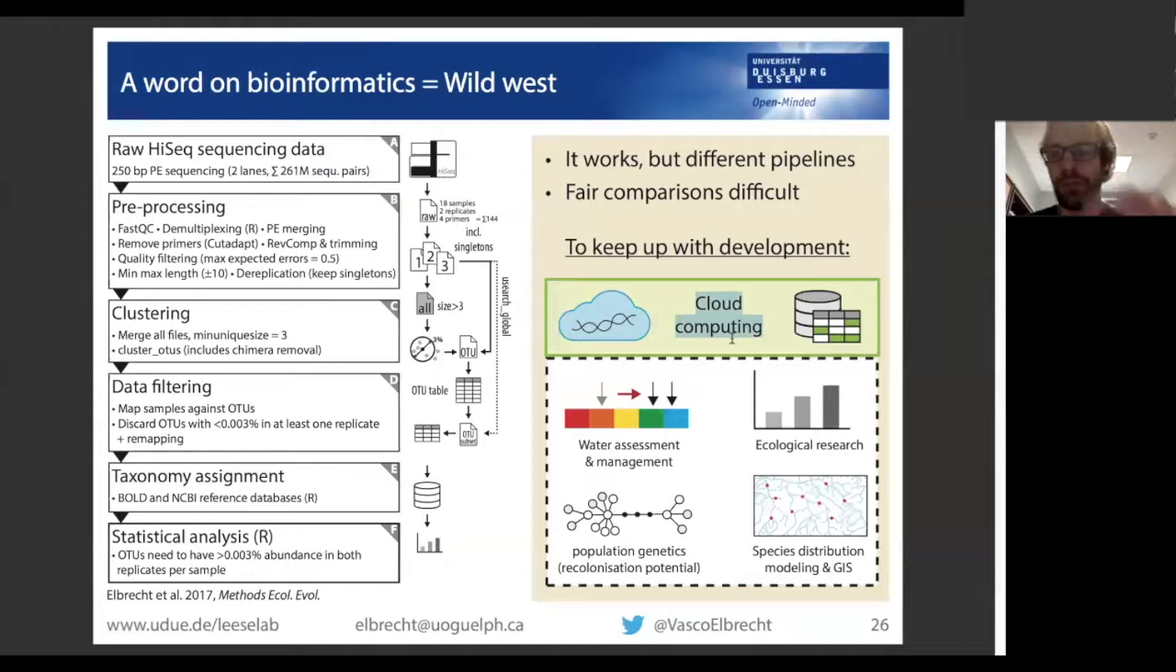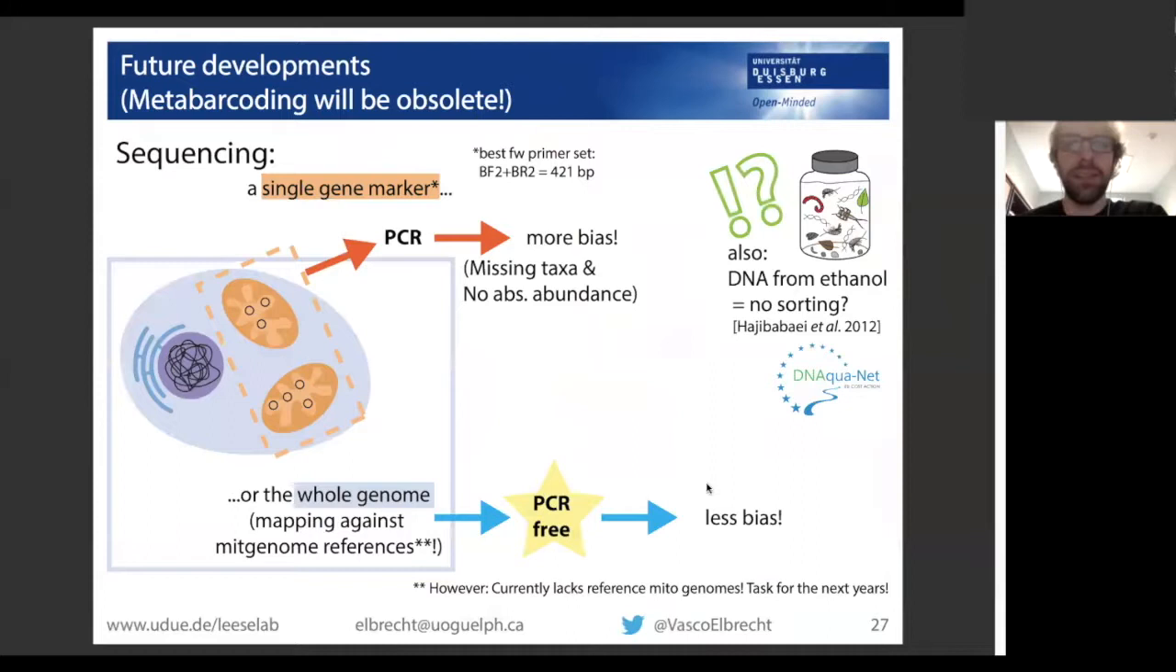So if this is done right, it not only could help water quality assessment, but also could be amazing for ecological research, because you get your species distribution modeling, like your distribution maps. And as I talked about, also your population genetics maps, where you can basically estimate the potential of recolonization and things like that. So that's still a bit far in the future, but this is hopefully where it's going with this method.